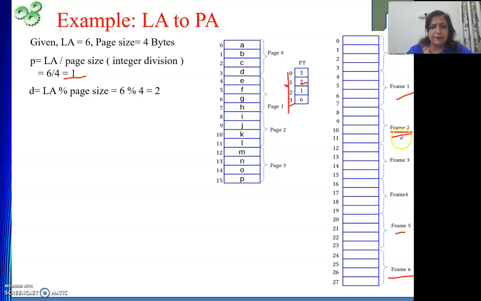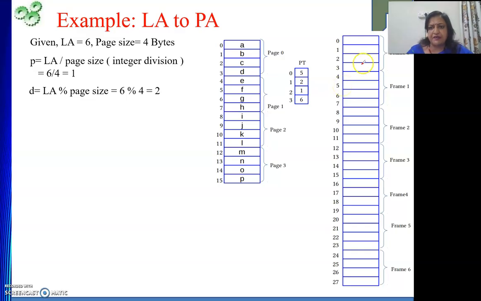And inside frame number 2, where is your offset? Offset is 2. That means if I know the beginning of my frame, then at offset 2, this is 0, this is 1, this is 2. So this 10 is the physical address corresponding to the logical address 6. So where from will I get this 10? First, I need to get the base address of my frame number 2. How can I get that? When I reach frame number 2, before that, how many frames have I traversed? Frame number 0 and frame number 1.